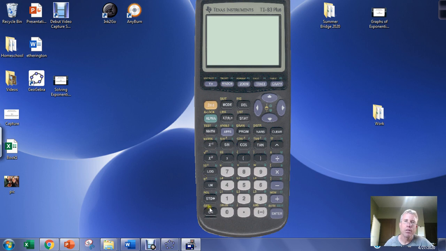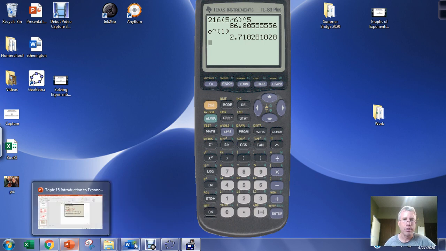So if we turn on the calculator and we hit second ln, it will give us the e to the x, and if I put a 1 in, that'll really be e to the first power, and the calculator will approximate Euler's number for me. So Euler's number is about 2.718-ish. That's how you'd get them on your graphing calculator.